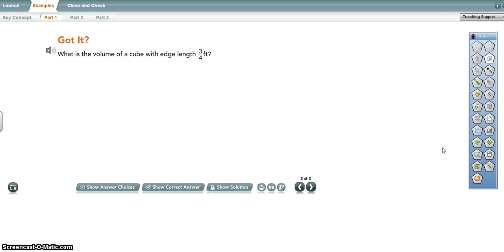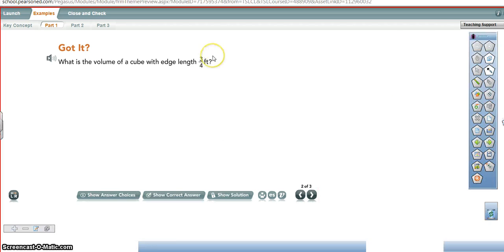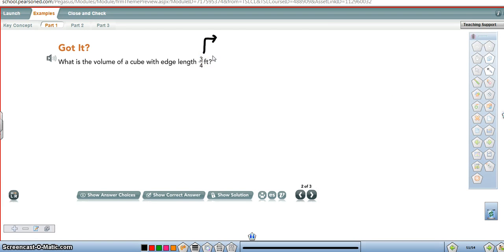What is the volume of a cube with edge length 3/4 feet? If we'd rather work with a decimal, 3 divided by 4 is 0.75. So we could say that our cube has a side length or edge length of 0.75. Now, we could think of it as doing the area of the base and timesing it by the height, but we know with a cube that will always just be the side length times itself 3 times.